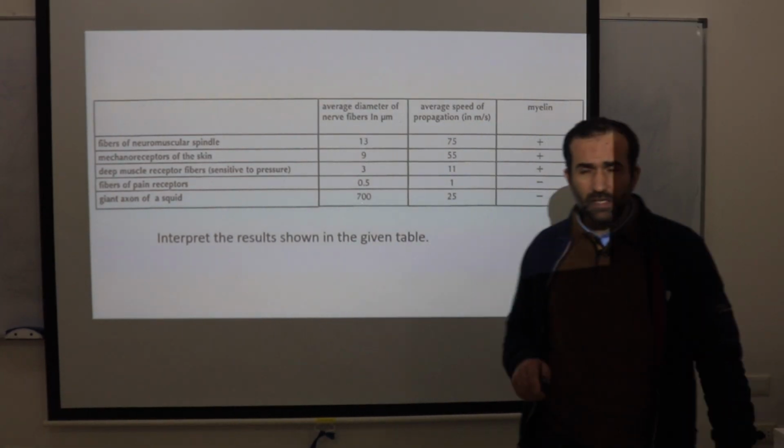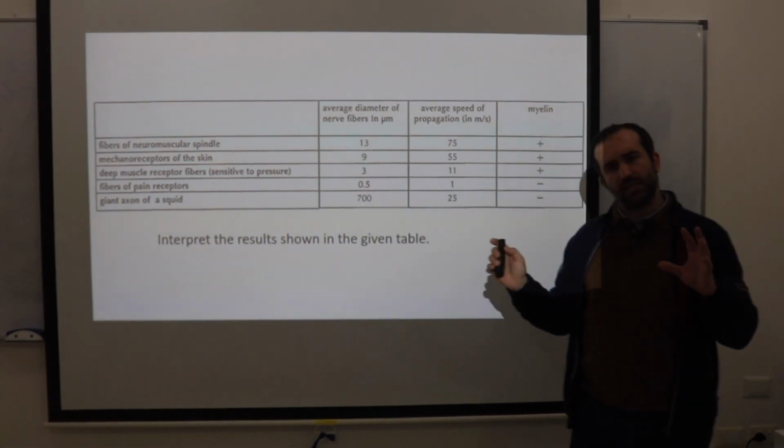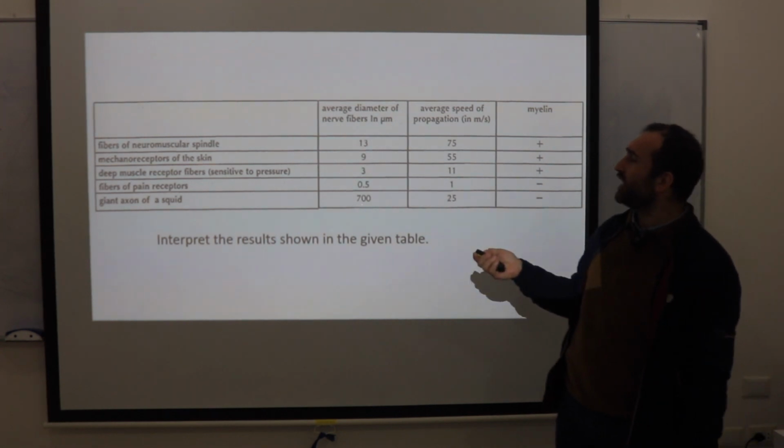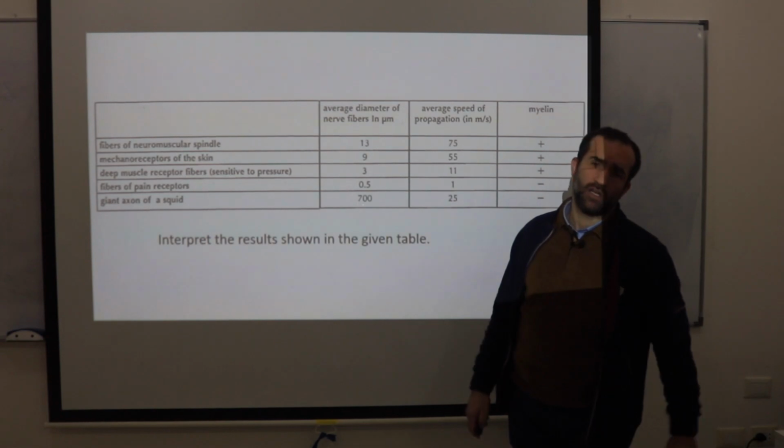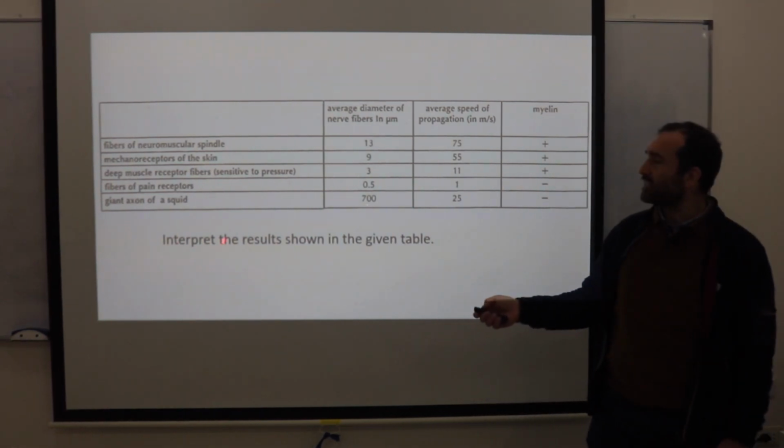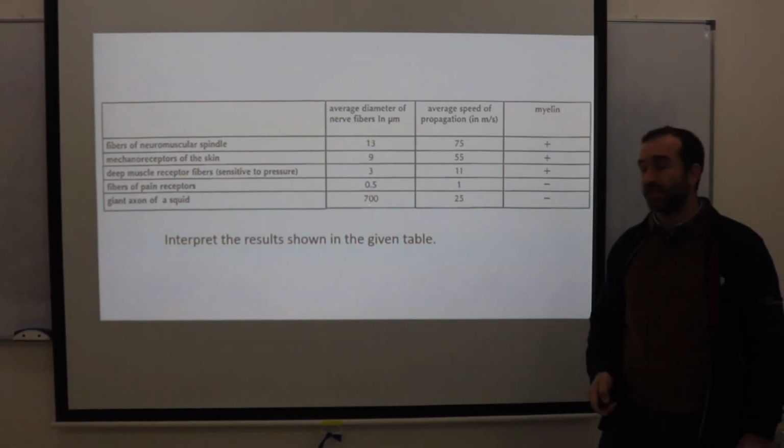And this is a little bit complicated question when we give you a given. And in the given, you have more than one variable factor, and we ask you to interpret the results shown in the table.